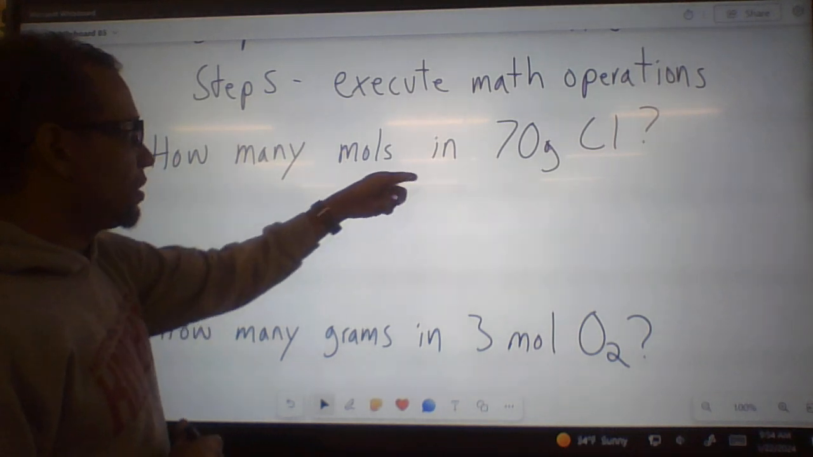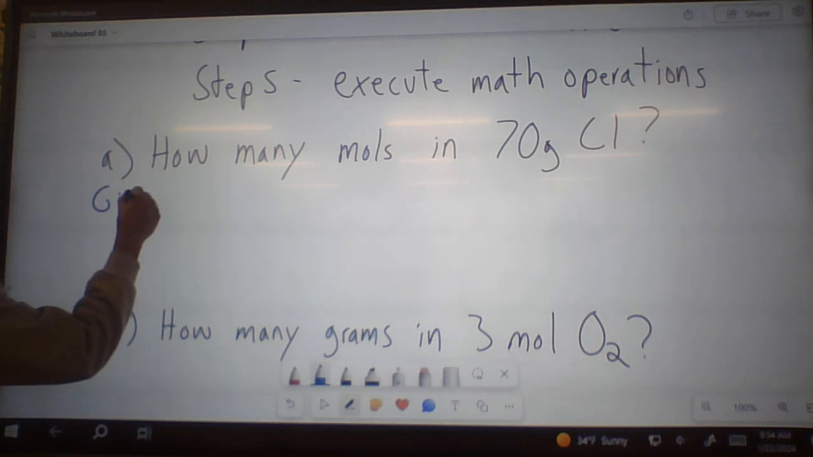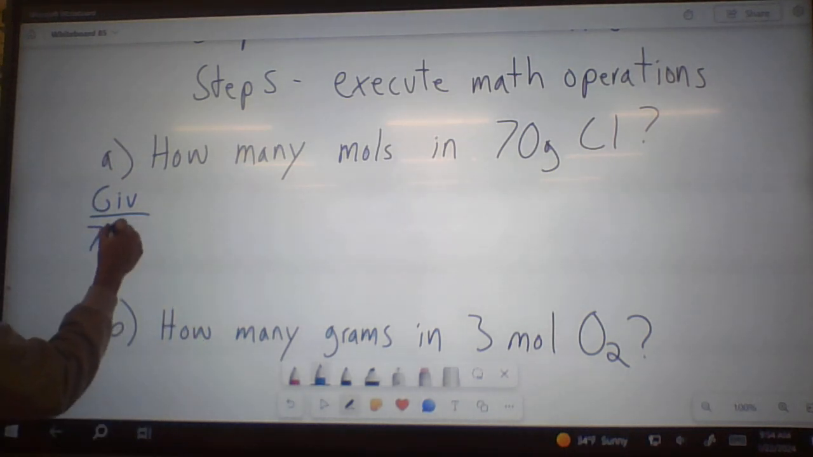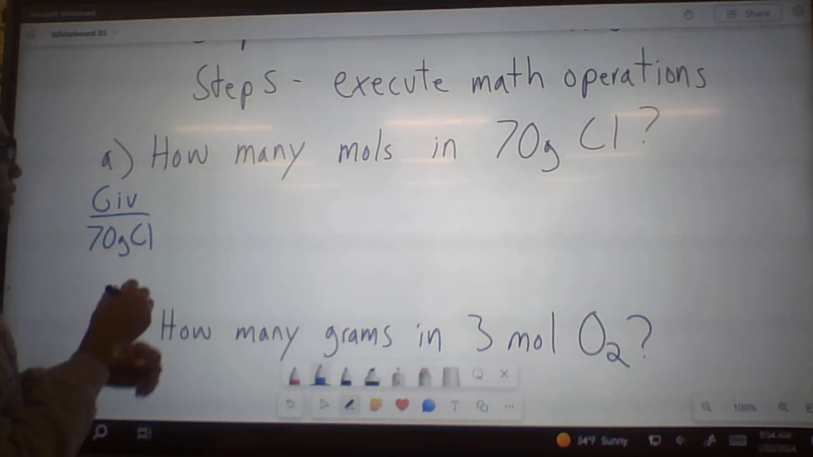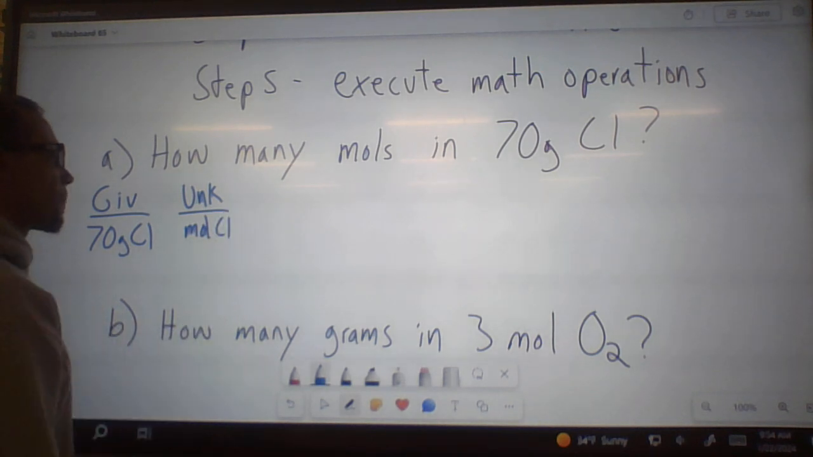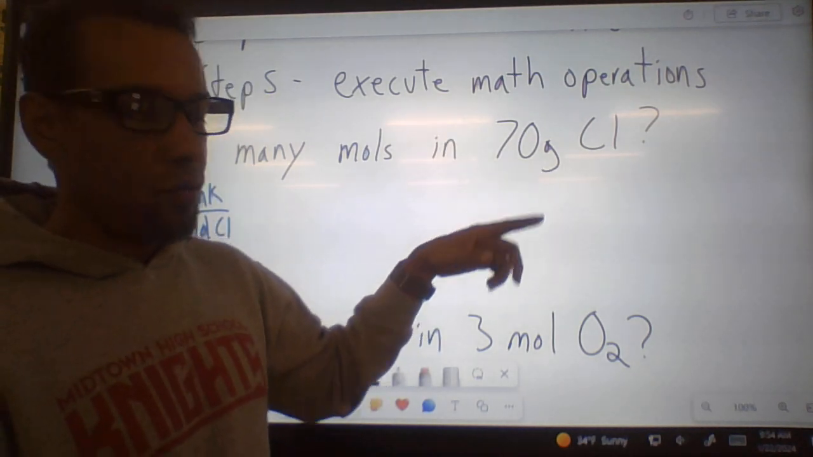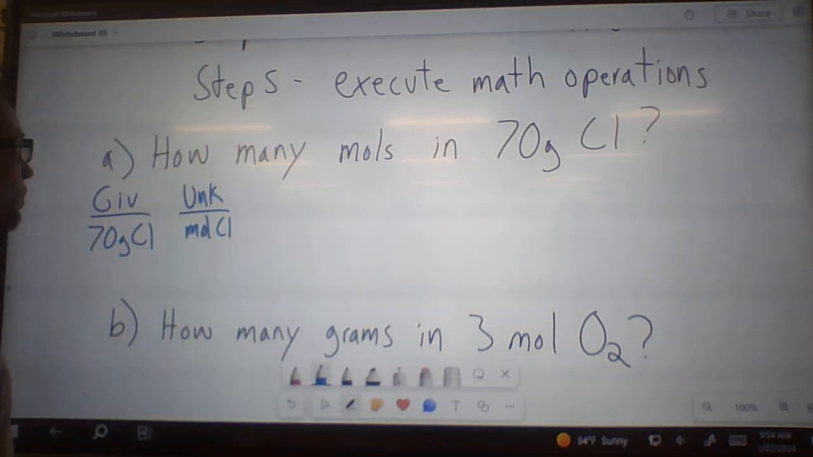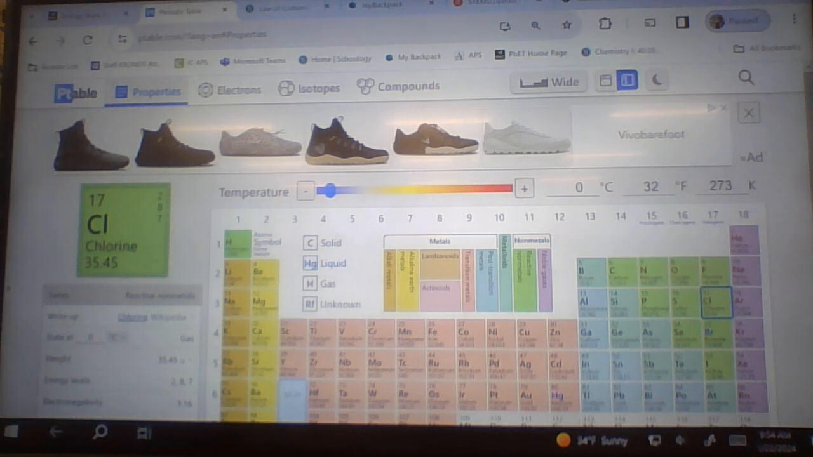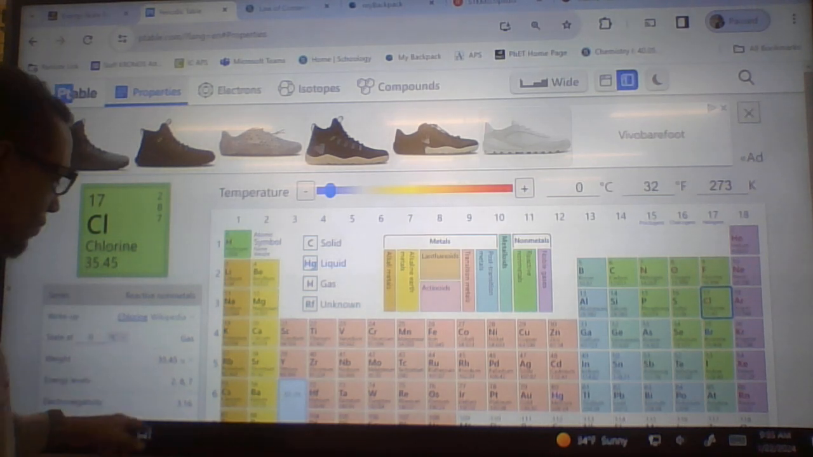All right, so write the given and the unknown information. How many moles in 70 grams? They're asking me to find... 70 grams of chlorine is the given information. And then the unknown information they want me to find is moles. Anytime we're going between moles and grams of the same thing, we need to use molar mass. So let's go to our periodic table and look at chlorine. Chlorine is over here. This is 35.5, and we're just going to call it 35 today for the sake of simplicity.